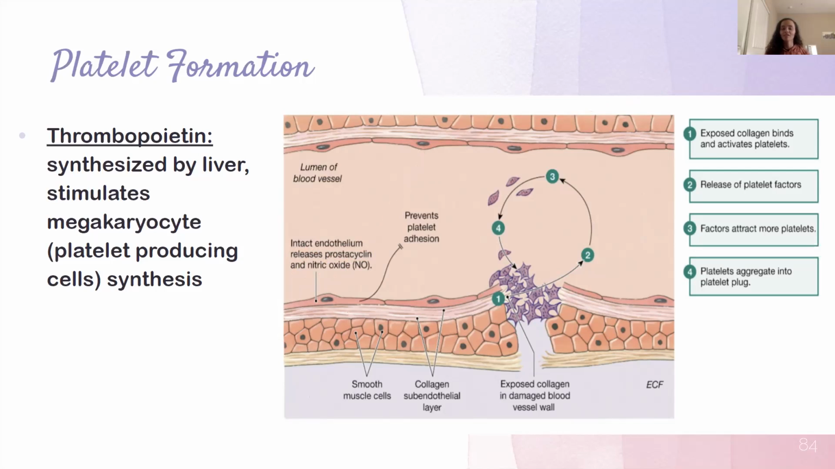And that's going to be because of these prostacyclins that are only present when the endothelium is intact. So in the case of an injury, they're actually not intact. That's how collagen is able to trigger platelet formation, because of the absence of prostacyclins. So that's an important point to keep in mind.